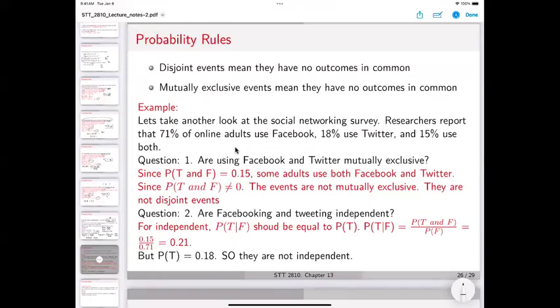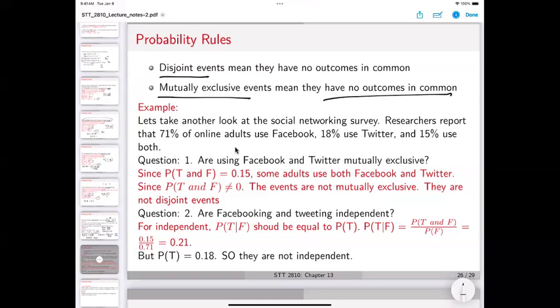Then the other thing I also recommend you write down is what we've already talked about: disjoint events. Disjoint events means that they have no outcome in common. It means that their intersection is zero. Does that make sense? So just know that disjoint events means that they have no outcome in common. Mutually exclusive events also mean that they have no outcomes in common. Does that make sense? Okay.